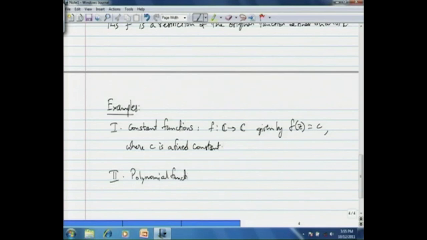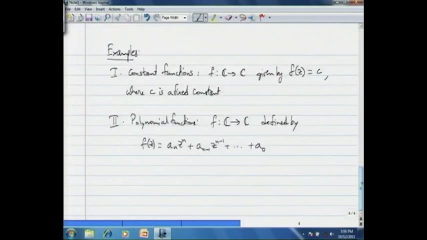Okay. So, these kinds of functions are called constant functions. And the second kind of functions are polynomial functions. So, these are functions from C to C defined by f of z is a n z power n plus a n minus 1 z power n minus 1 plus so on until plus a 0.